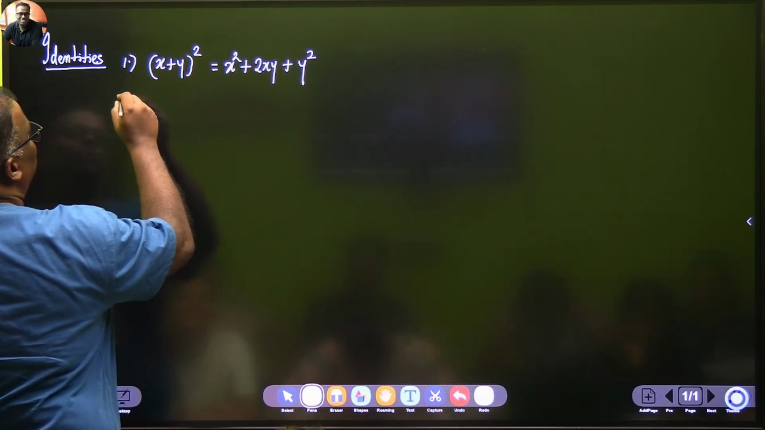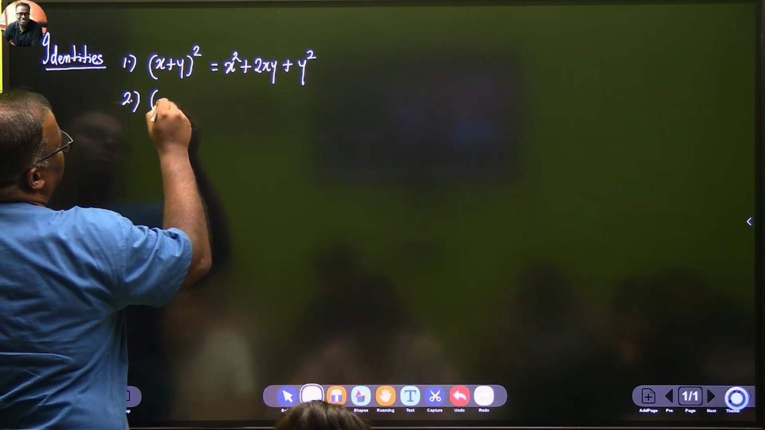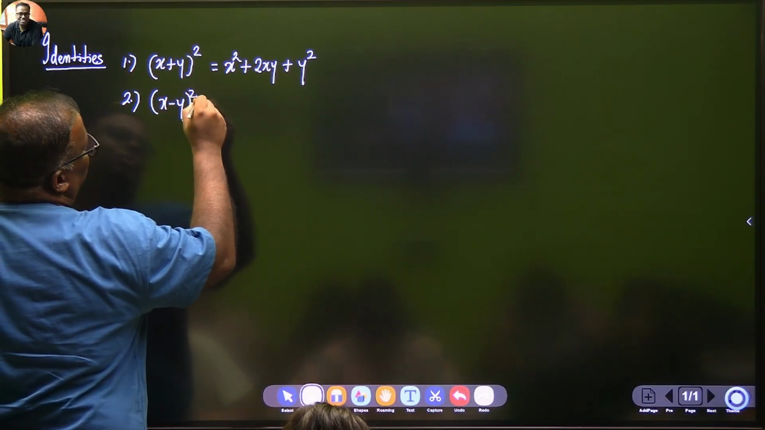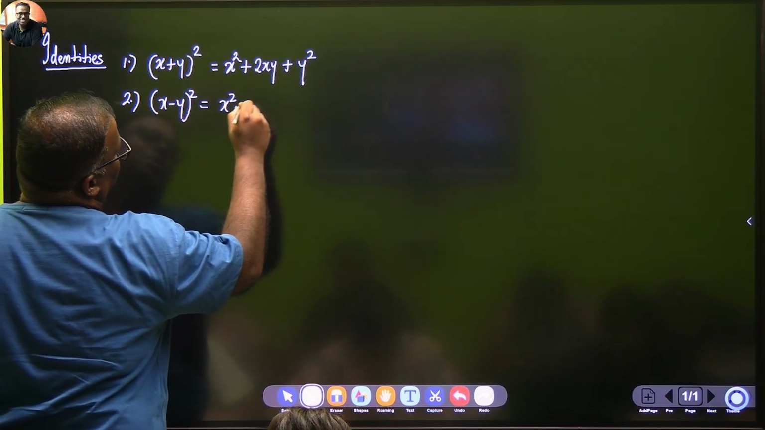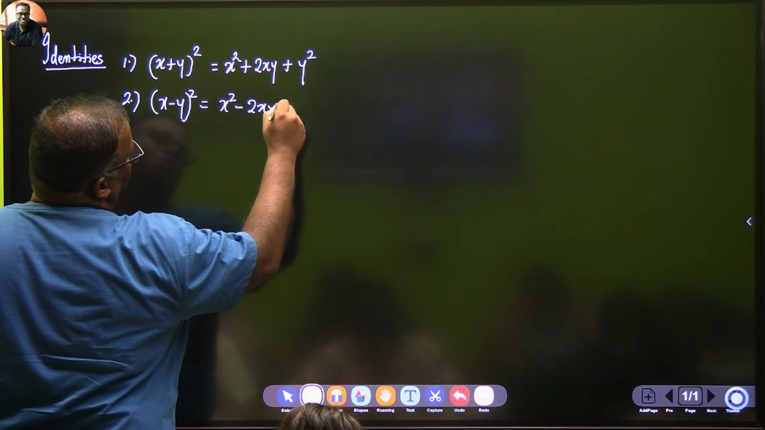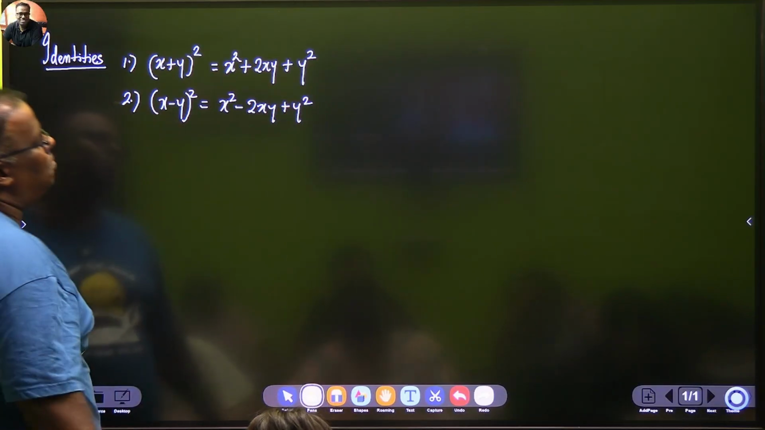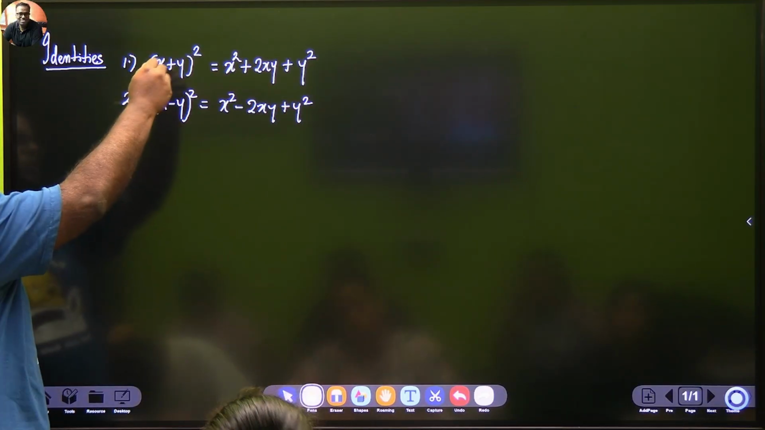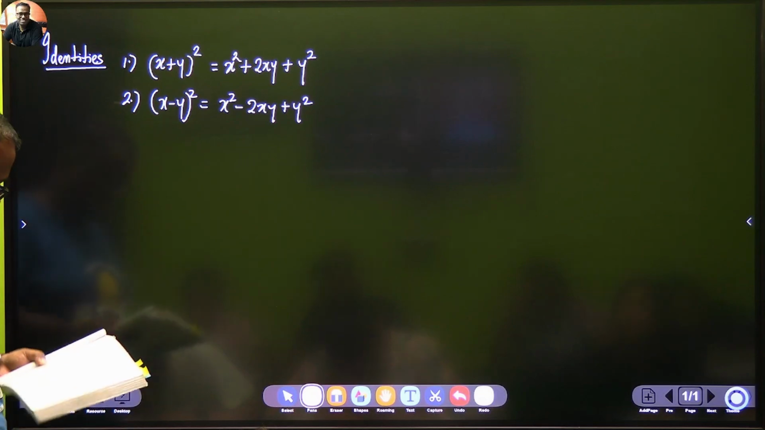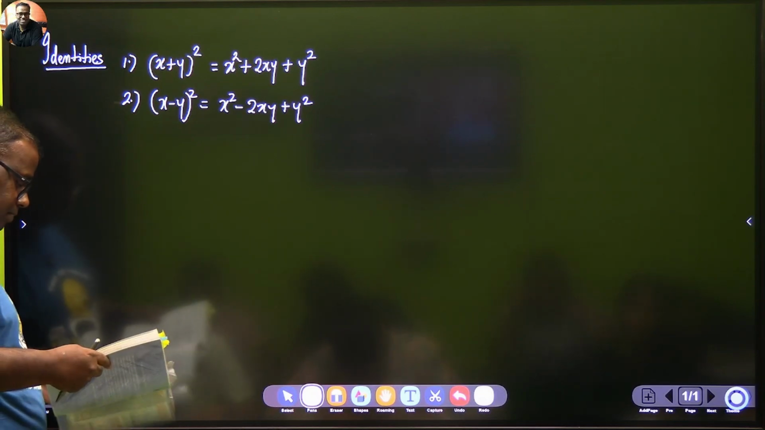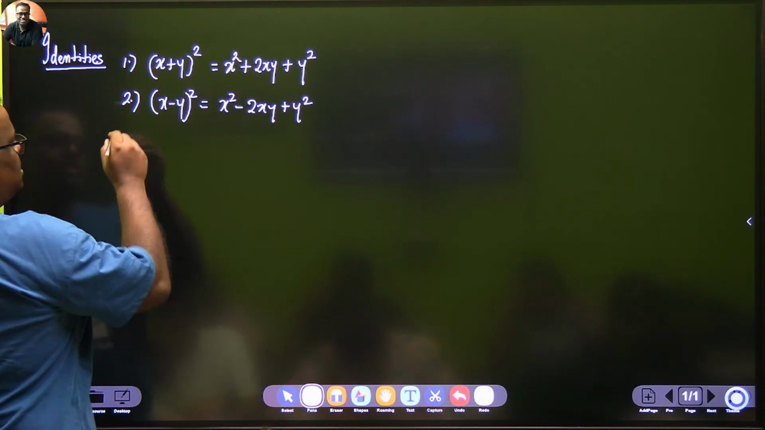Then number 2, x minus y whole square, x square minus 2xy plus y square. In fact, you can combine the two problems by putting x plus minus y. So you know how to do it. Okay? Then comes the factorization formula.